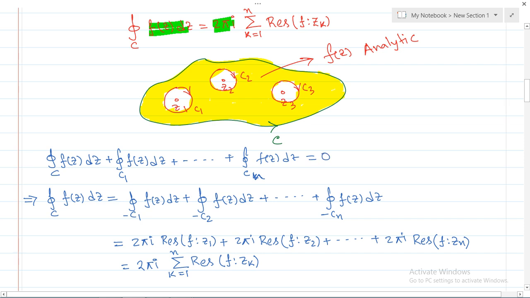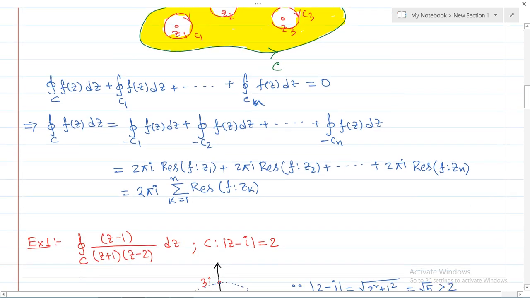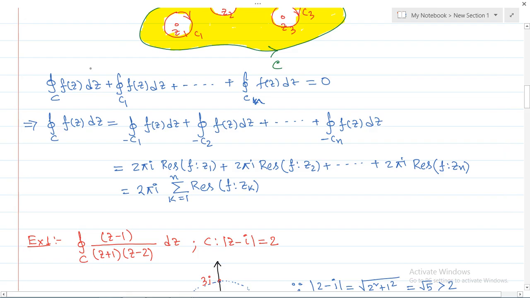Now if we keep this integration over C of f(z) dz on the left hand side and take all the rest of the integrations on the right hand side, these curves will be minus, because I have taken all these minus signs as plus, and the orientation I have taken in the opposite direction. Here the orientation is taken in the clockwise direction.